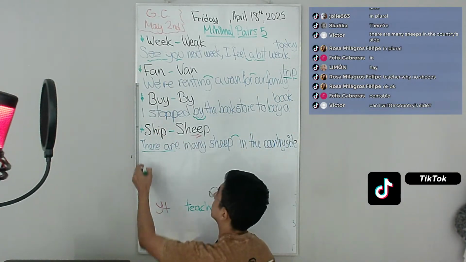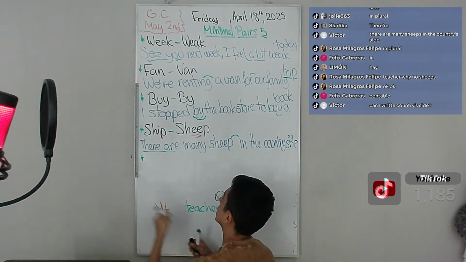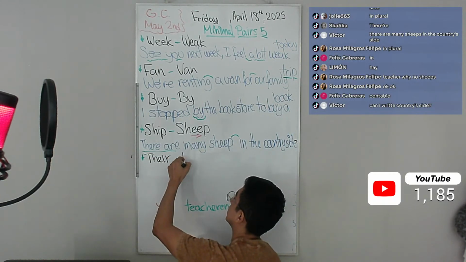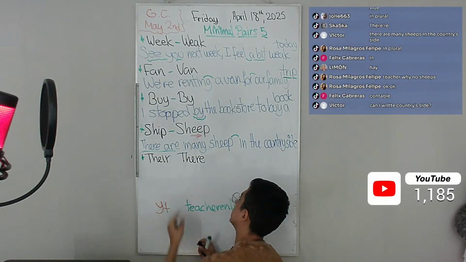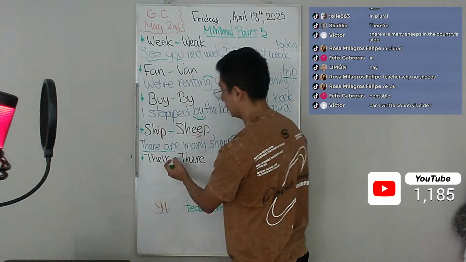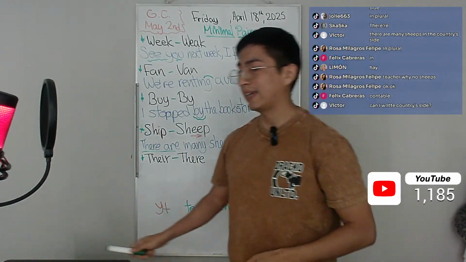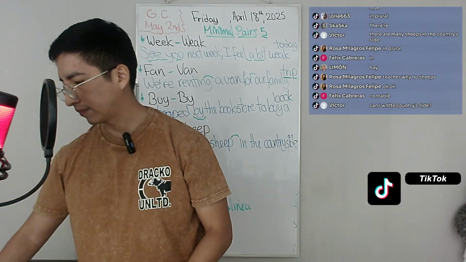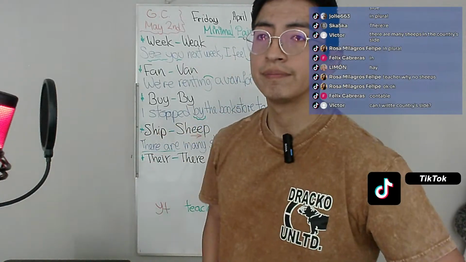Here. There, there, there. What do they mean, guys? There, there, there, there. What do they mean? Sheep is countable. If you want to talk about two or three or four sheep, yes, the word doesn't change.